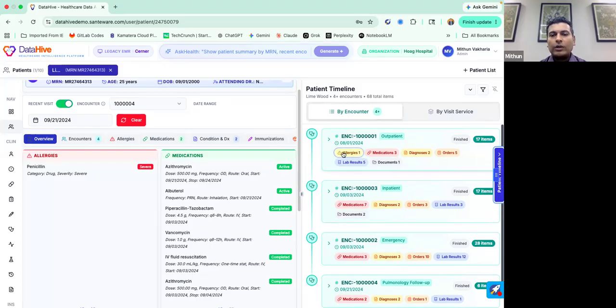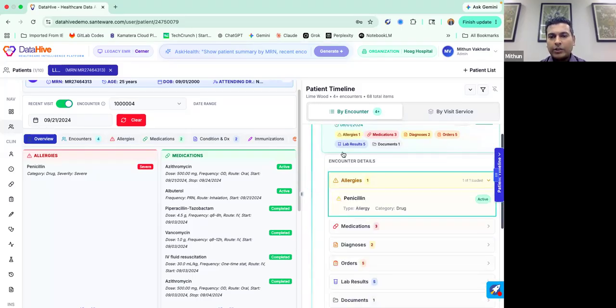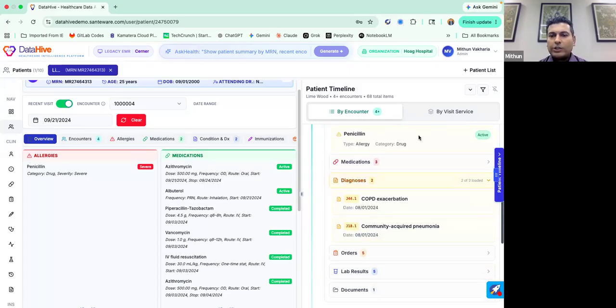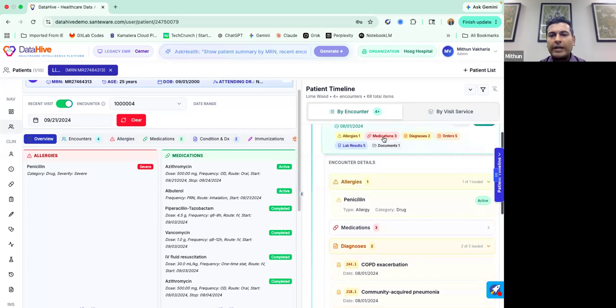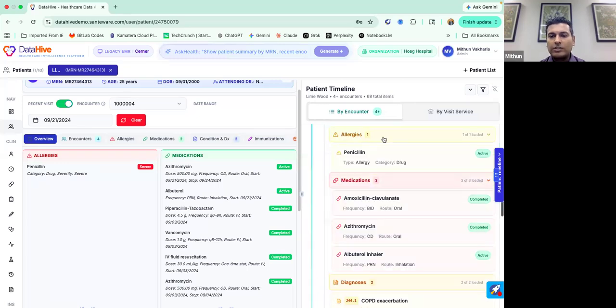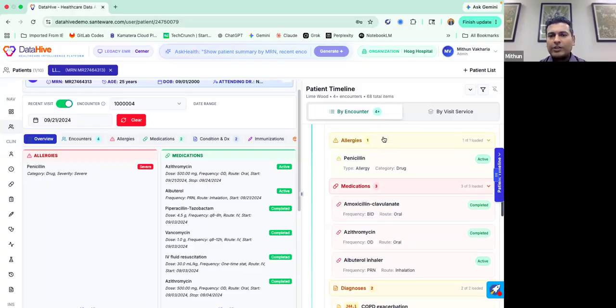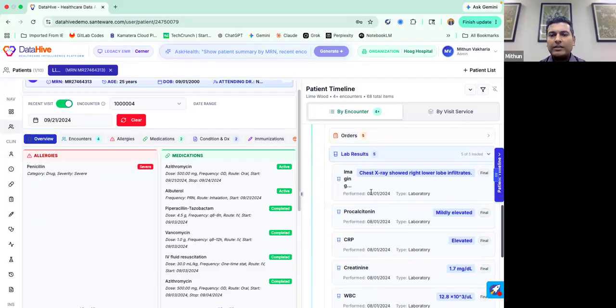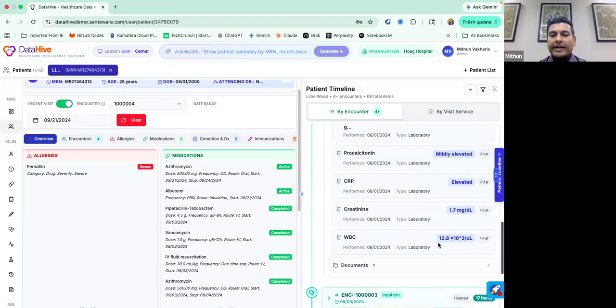You can see in encounter 1, the patient had an allergy when presenting to the doctor for an outpatient visit. He had a penicillin allergy. The doctor diagnosed him with COPD exacerbation as well as pneumonia. You can also see all the medications ordered by this doctor against those diagnoses: amoxicillin, which is oral, for the patient to take twice a day, erythromycin, and an albuterol inhaler. Then you can also see the lab results. This patient had not just lab results but also radiology results, chest x-rays, CRPs, creatinine, and you can see the values against each of these blood tests.